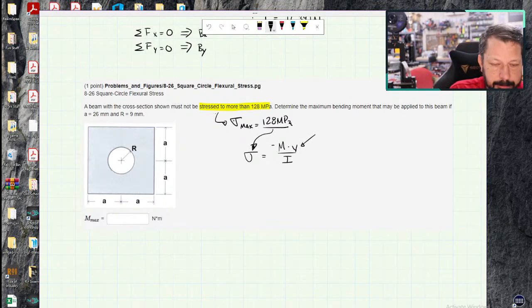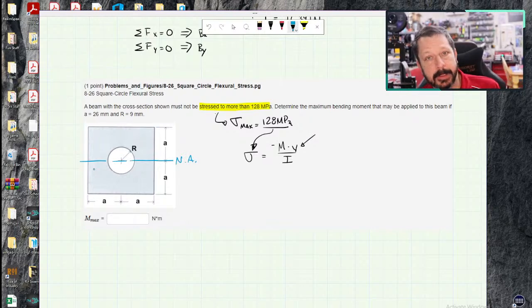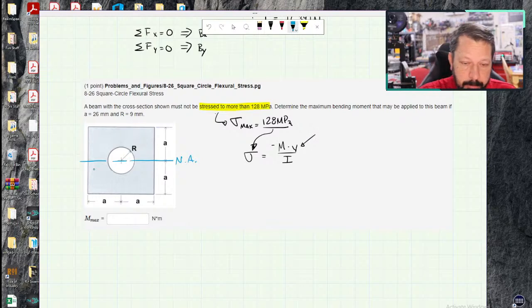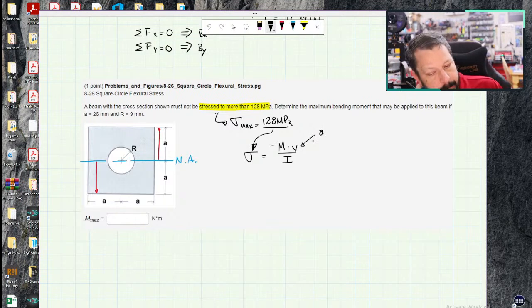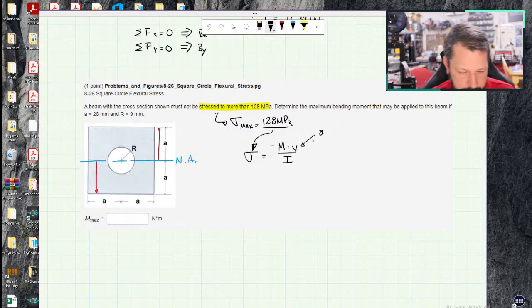Y, so looking at this beam, the neutral axis is going to be right through the center of it. I can tell just by the way it's shaped. It's all symmetric. So even though it has a hole through the middle, the hole is symmetric also. So the neutral axis is right in the middle, which means that y is going to be measured from the neutral axis to the top of the beam, which is a, or neutral axis to the bottom of the beam, which is also a. So either way, a goes in for y, and we just have to develop an equation or calculate the moment of inertia and then solve for M.